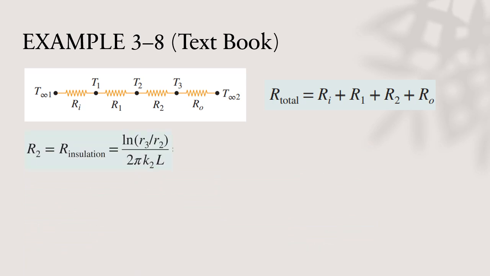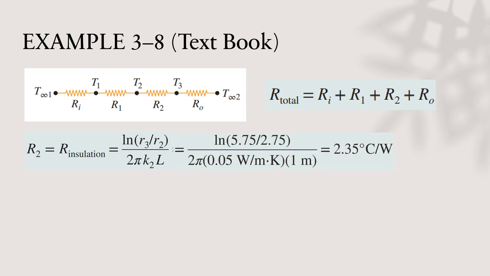R2 is R inside the insulation, which is also conduction. And we use the same equation, but now ln R3 over R2 over 2 pi K2 L. So we get R2 equal 2.35 degrees Celsius per watt.